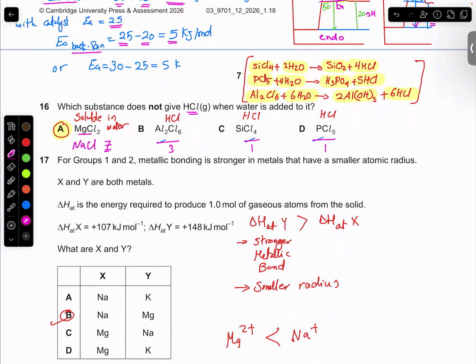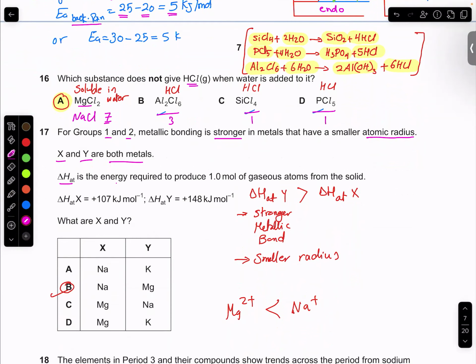Question 17, for group 1 and 2. Metallic bonding is stronger in metals that have a smaller atomic radius. X and Y are both metals.